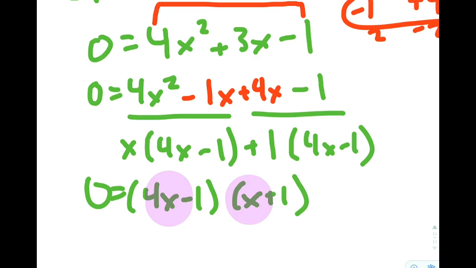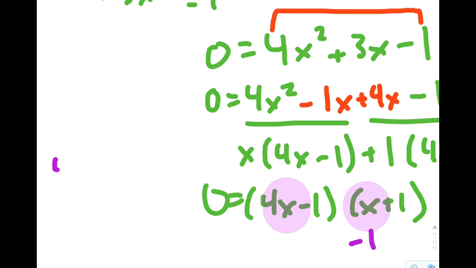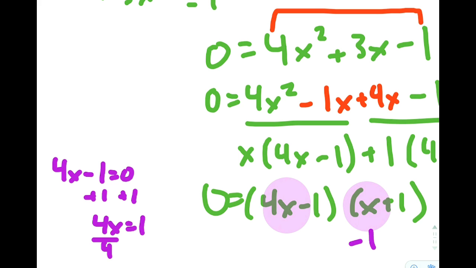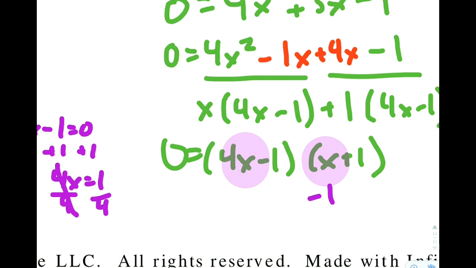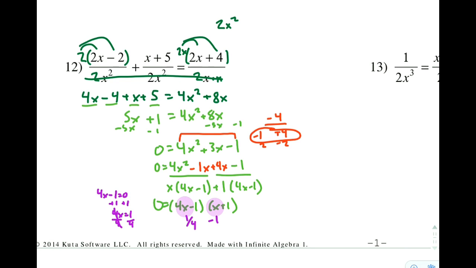So let's start with the second group because it's a little bit easier. The number that you could plug in for x into the x plus 1 group would be negative 1. That would make it go to 0. For this one over here, 4x minus 1, a little less obvious, so let's write it out. 4x minus 1 equals 0. Add 1 to both sides. 4x equals 1. Divide by 4. X equals 1/4. So 1/4 is going to be the other solution. So after all that work, we have two answers, 1/4 and negative 1.